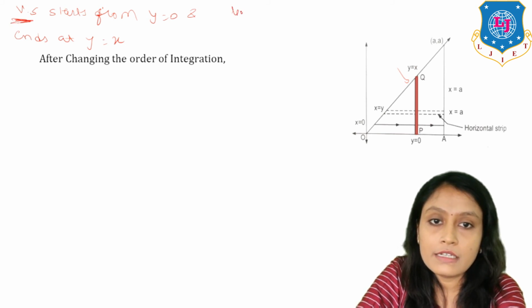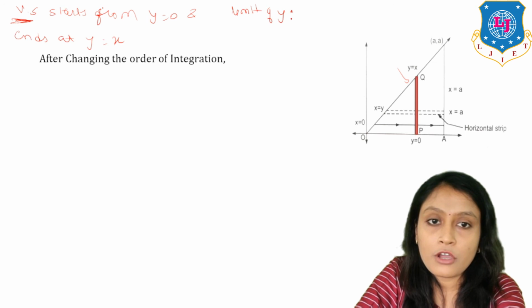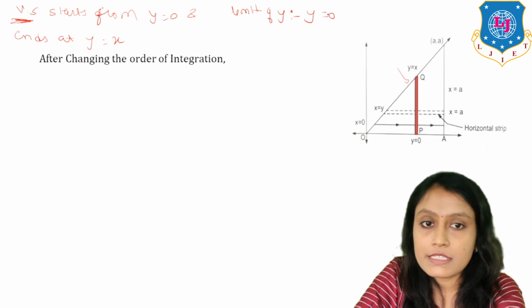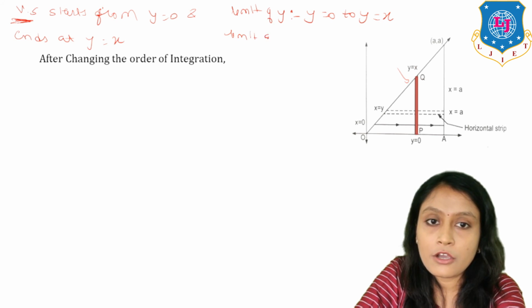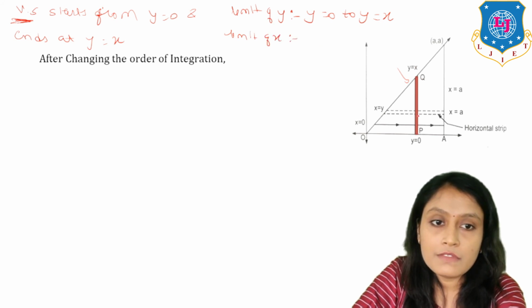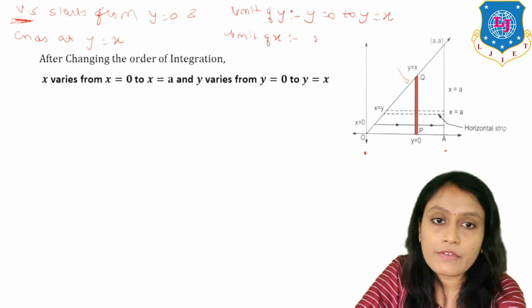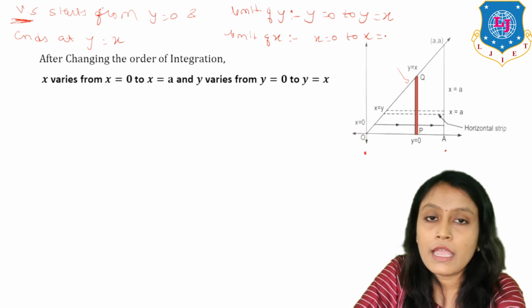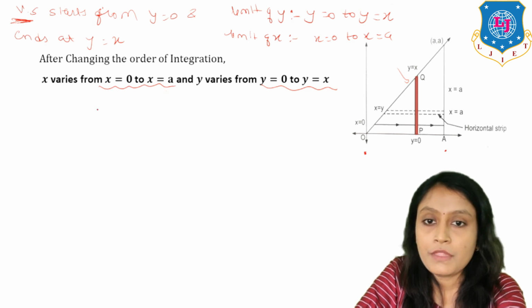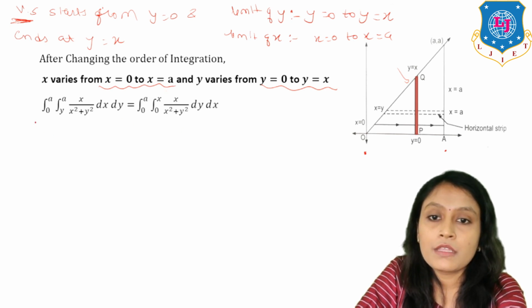So firstly we will write the limit of y from this statement only. So from this, taking y as the subject, you will get y is equal to 0 to y is equal to x. And now what remains is the limit of x. So we have this vertical strip, so just move this strip. So the limit of x is what? From 0 to a. So x is equal to 0 to x is equal to a. So you can say that x varies from 0 to a and y varies from 0 to x.